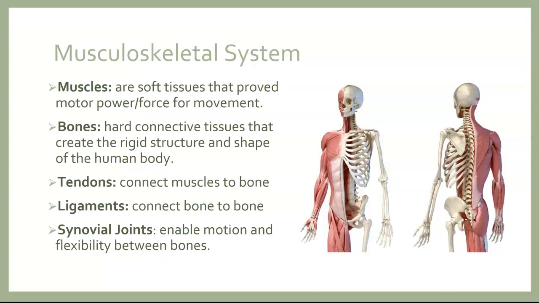So our muscles are soft tissues that provide motor power and force for movement. And bones are that hard connective tissue that create the rigid structure and shape of the human body, or the skeleton. Tendons connect muscles to bone, and ligaments connect bone to bone. Synovial joints enable movement and flexibility between bones.